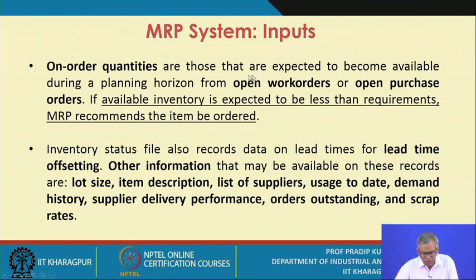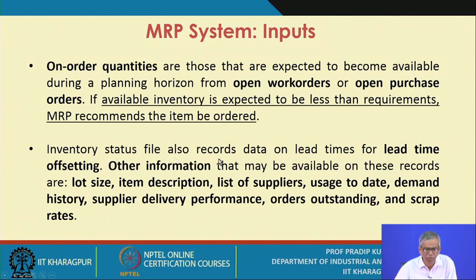On order quantities are those that are expected to become available during a planning horizon from open work orders or open purchase orders. So these are called on order quantities. That means there will be work orders, that means it is in-house supply, and if it is a purchase order, that is an outside supply. So both may be pending. You may have to wait for say 1 week. So these are basically referred to as on order quantities. If available inventory is expected to be less than requirements, MRP recommends the item to be ordered. Okay, this is quite natural.